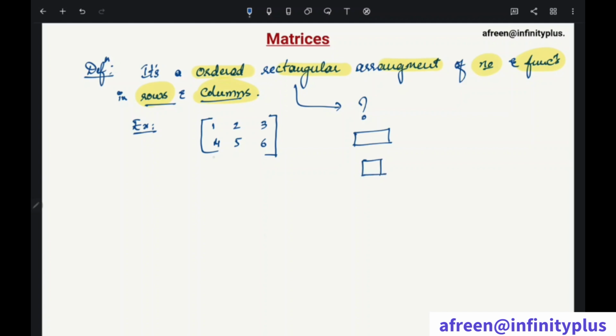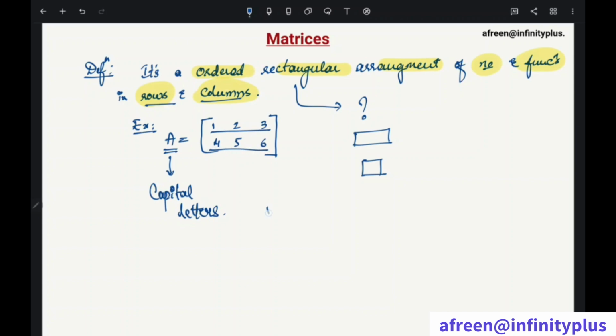So take up an example. I am taking a matrix A. We can say that matrices are always represented with a capital letter, so you can remember this. Matrices are always represented with a capital letter. If you take up these examples, I have represented this matrix in terms of numbers.